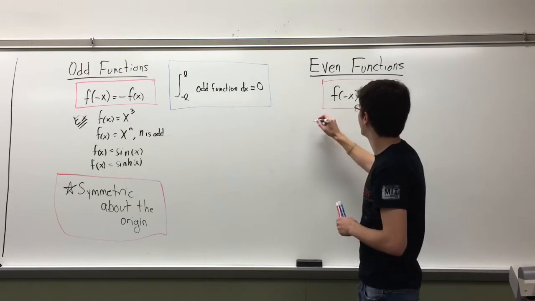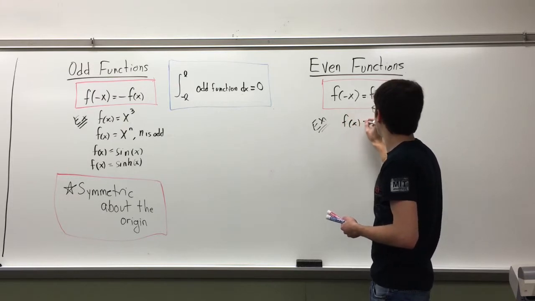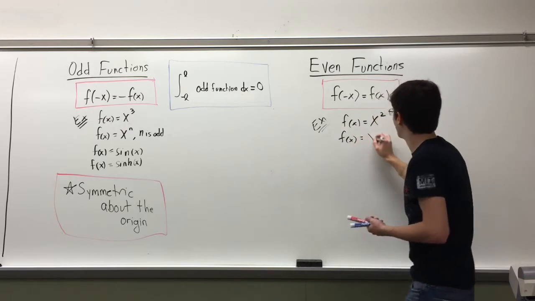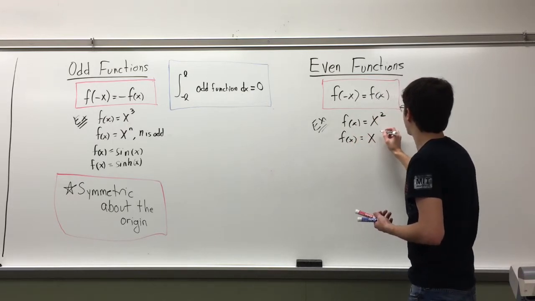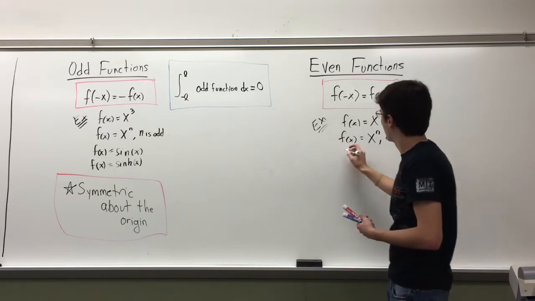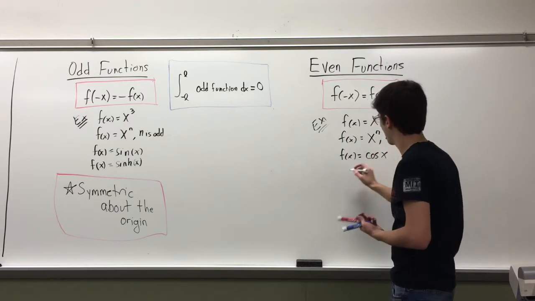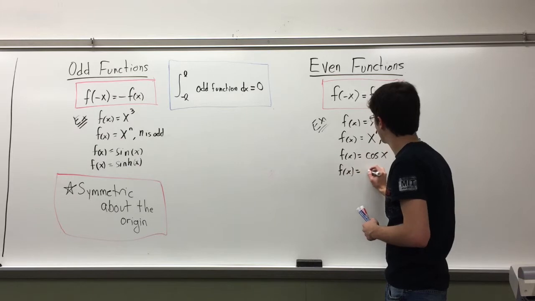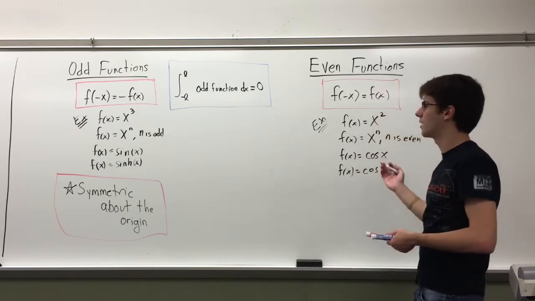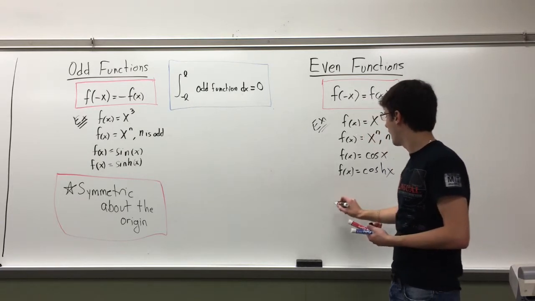And what are some examples of even functions? So some examples would be f of x is equal to x squared, f of x is equal to x to the n, where n is even. This is more generally. Or we could say f of x is equal to the cosine of x, or f of x is equal to cosh of x. All these are examples of even functions. And what do we need to know about even functions?